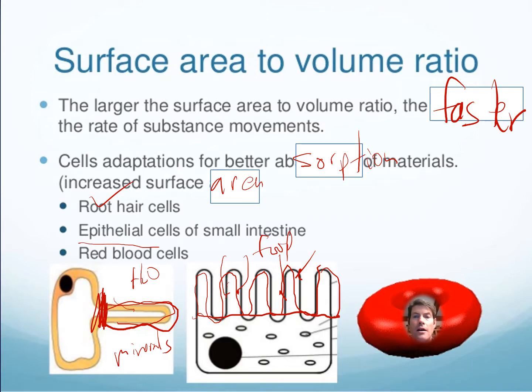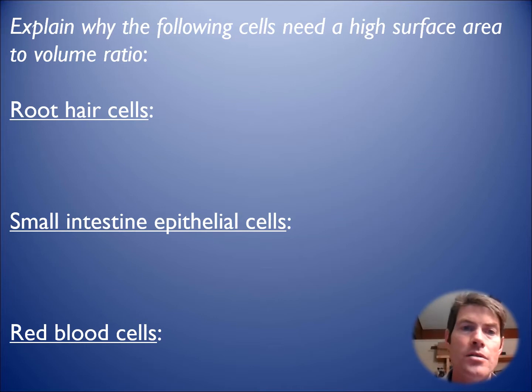Okay? And then we have a red blood cell. Remember, it's carrying oxygen. And it needs to offload that oxygen when it gets to the cell. So you have a flattened disc, lots of surface area to volume. And again, surface area is going to help that oxygen get onto and into the cell when it goes through the lungs.